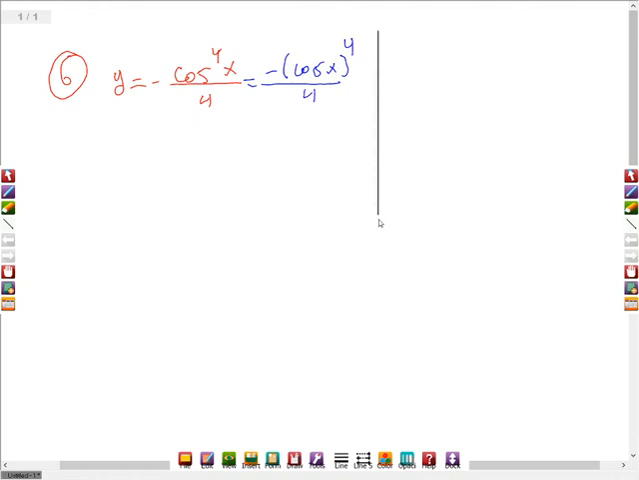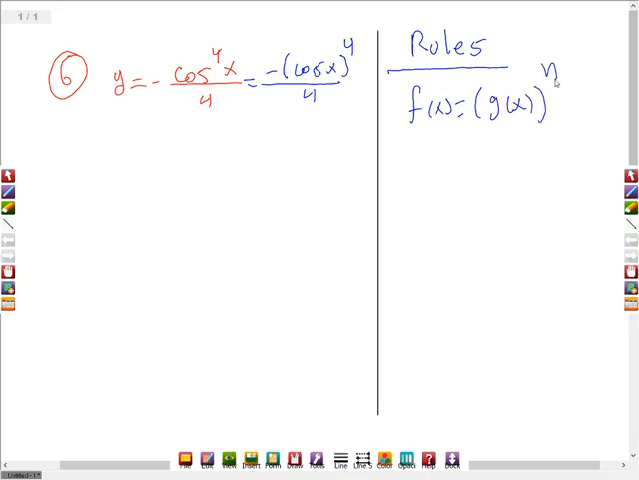Here on this side of the board, I will give you some shortcut rules. As an example, if you have a function f of x equals g of x to the power n, any power, to find f prime of x, what you do? You bring the n down, g of x to the power n minus 1, and you multiply by the derivative of the function inside, g prime of x. Good? Okay.